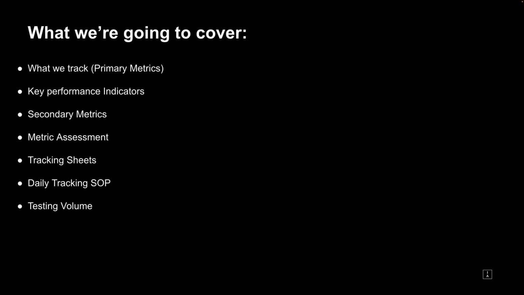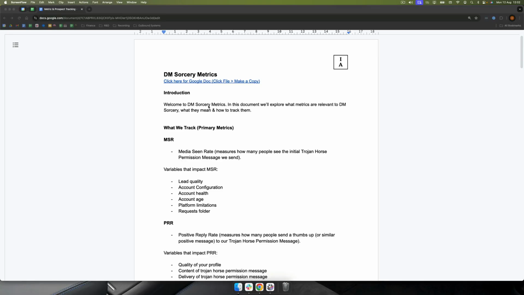So let's get started. Welcome to DM Sorcery Metrics. In this document, we'll explore what metrics are relevant to DM Sorcery, what they mean, and how to track them. First things first, what we track, and we will refer to these as our primary metrics. Now, there are 5 primary metrics that we will concern ourselves with to assess how well the system is performing.